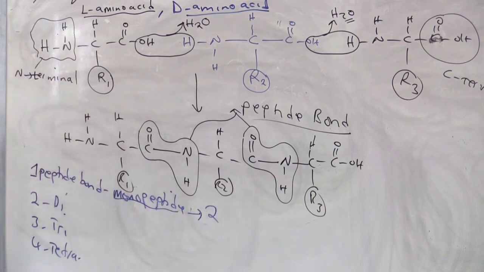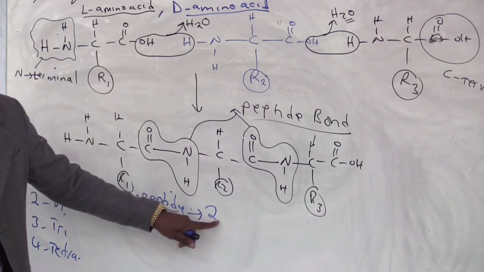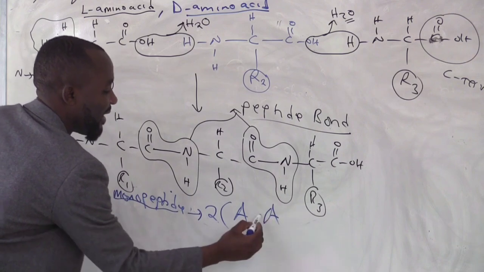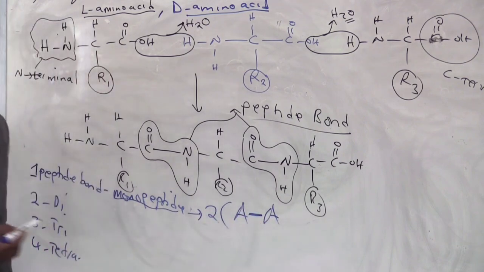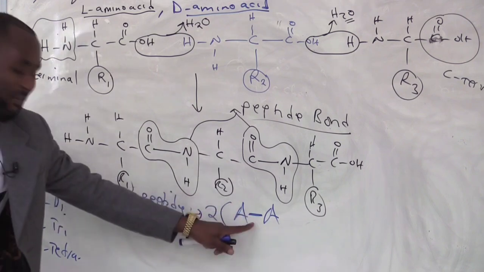So, you should remember the fact that for you to make a monopeptide, you need two amino acids, not one amino acid. I know the name is mono, so most students are tempted to think because it's mono, you need one amino acid. No, you need one amino acid here sitting next to another. That's when there will be one peptide bond. So you need two amino acids to make a monopeptide, which is one peptide bond.